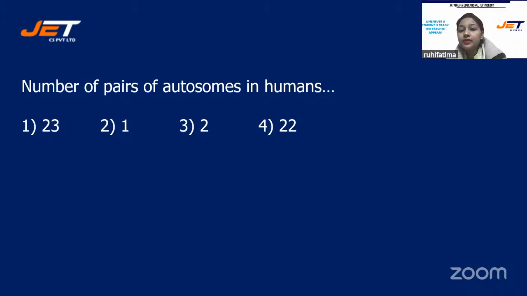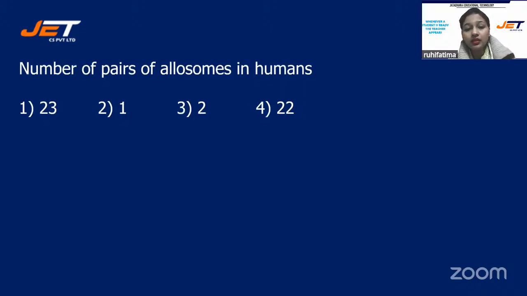All right. Let me tell you the correct answer for this question. That is option number 4, 22. Number of pairs of autosomes is 22. Total number of pairs of chromosomes are 23, out of which 22 pairs are autosomes and 1 pair is allosomes. Next question. Number of pairs of allosomes in humans. Your options are number 1, 23, option number 2, 1, option number 3, 2, option number 4, 22.